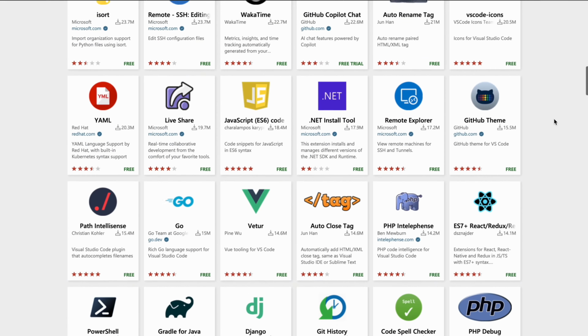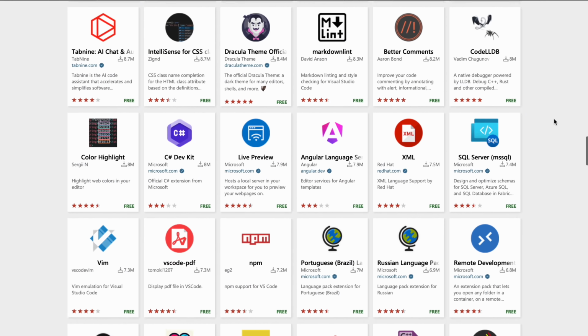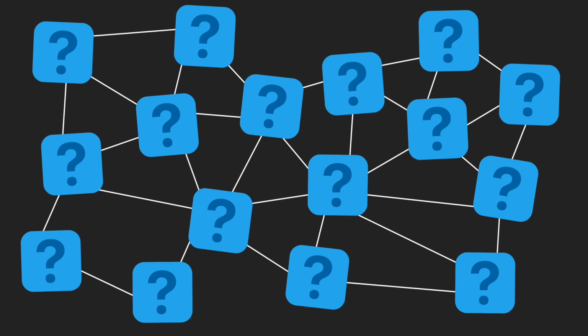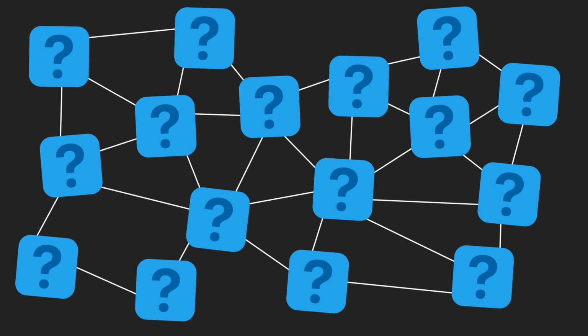Now, there are thousands of extensions available for VS Code, but today I'm going to be showing you 16 of the most essential extensions for me and many other developers around the world as well. The first extension that we're going to be covering here is called Peacock.